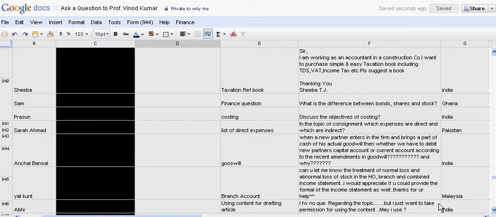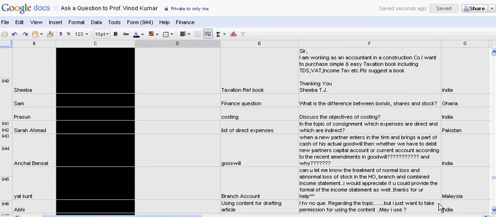Next question from India. Discuss the objectives of costing. Costing's objective is to calculate cost in the correct way. Next question from Pakistan. Seher Ahmad. In the topic of a consignment, which expenses are direct and which are indirect? You should study the book and you get the answer. Actually, this is a relationship between the consignor and consignee. All the expenses which are incurred for getting goods from consignor will be included in direct expenses.